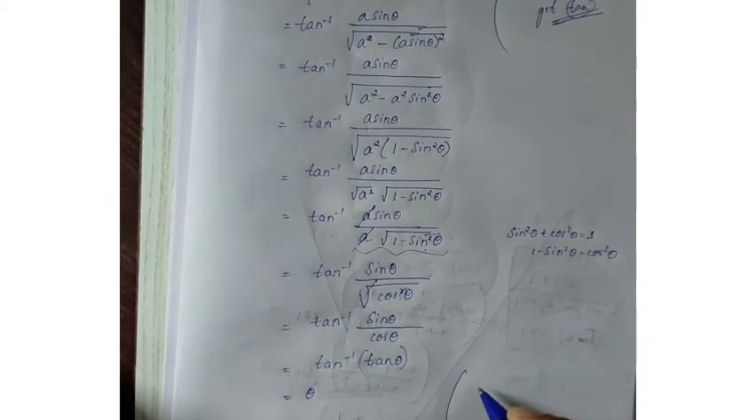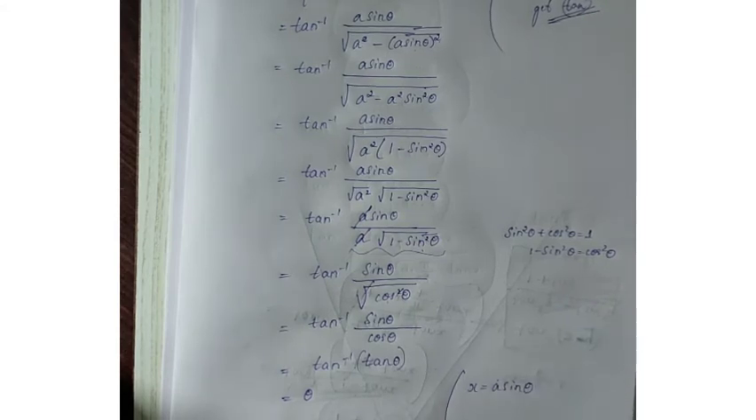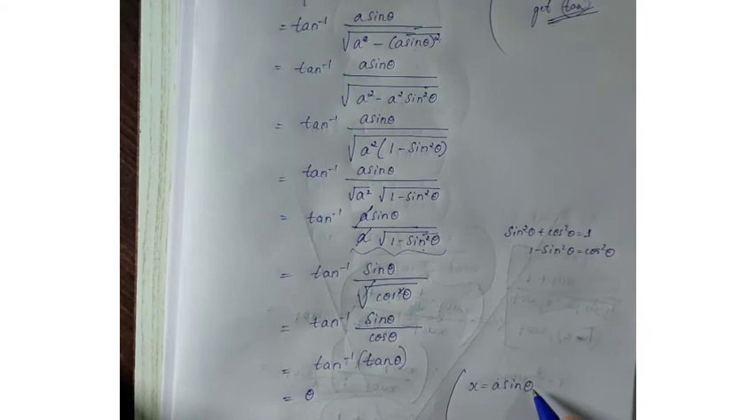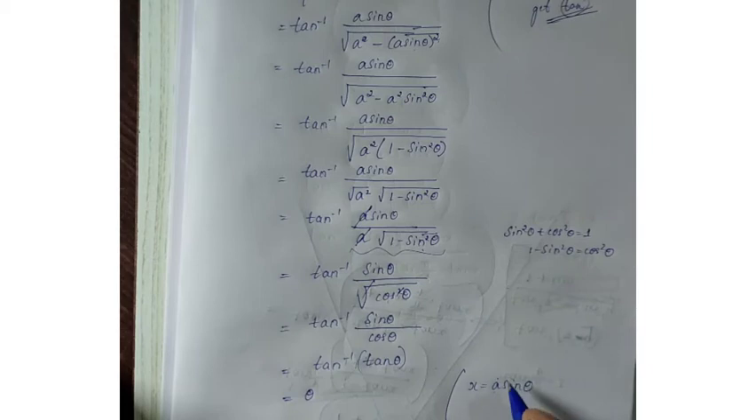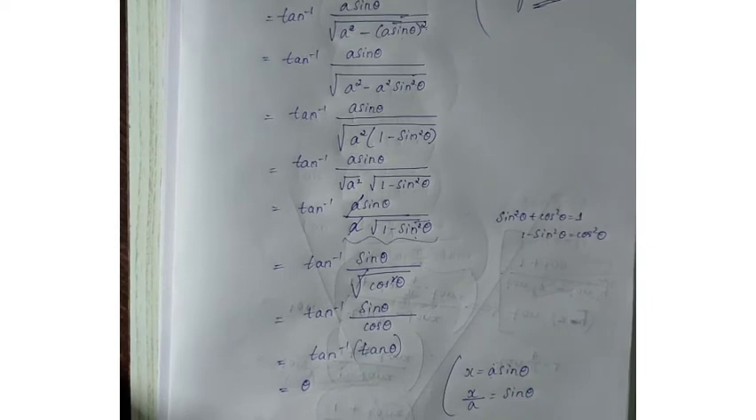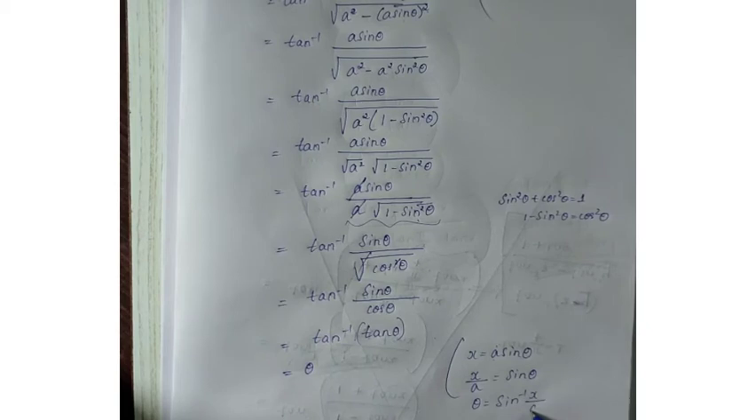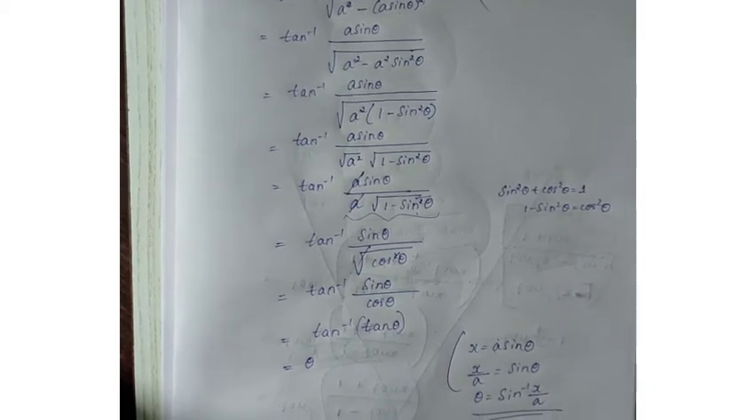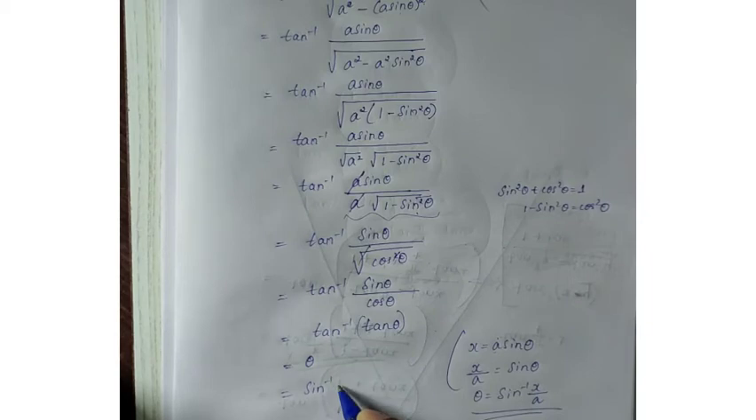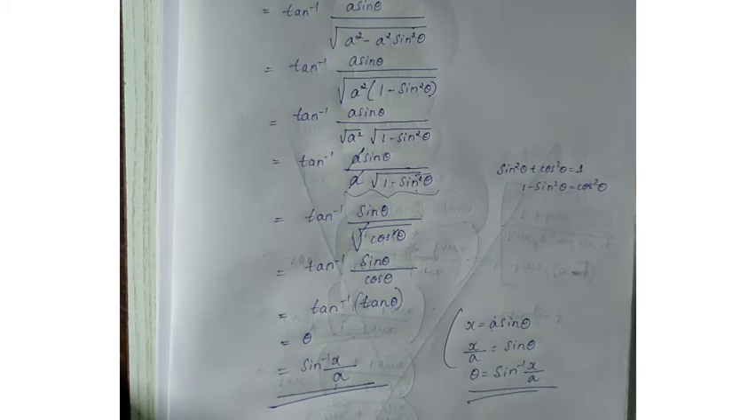So what is theta now? We have taken x as a sine theta. Now we want theta, therefore you just bring a to the denominator first, that is x by a is equal to sine theta. Now you'll get theta. Theta is sine inverse of x by a. So sine inverse of x by a is the simplest form of tan inverse of x by root a square minus x square.